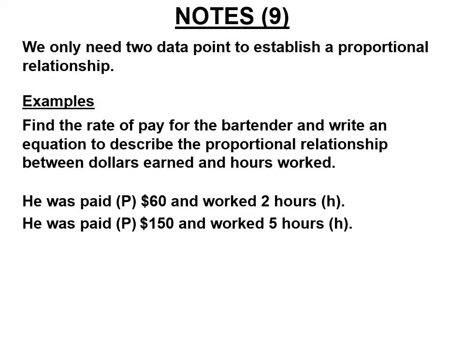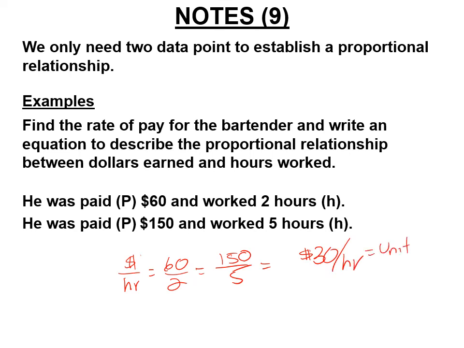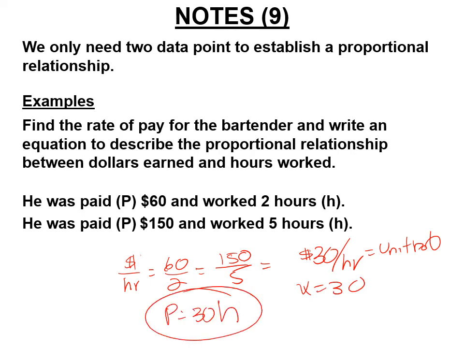I've given you a table, but the truth is you only need 2 points. So let's see that. Find the rate of pay for the bartender and write an equation to describe the proportional relationship between dollars earned and hours worked. So it's going to be dollars per hour. So it's 60 over 2. We know he makes $60 over 2 hours, or $150 over 5 hours. Both of those, the rate of pay is $30 per hour. That's his unit rate. And his K here is 30. So the equation we're going to write with his pay is 30 times H. He's making $30 every hour.